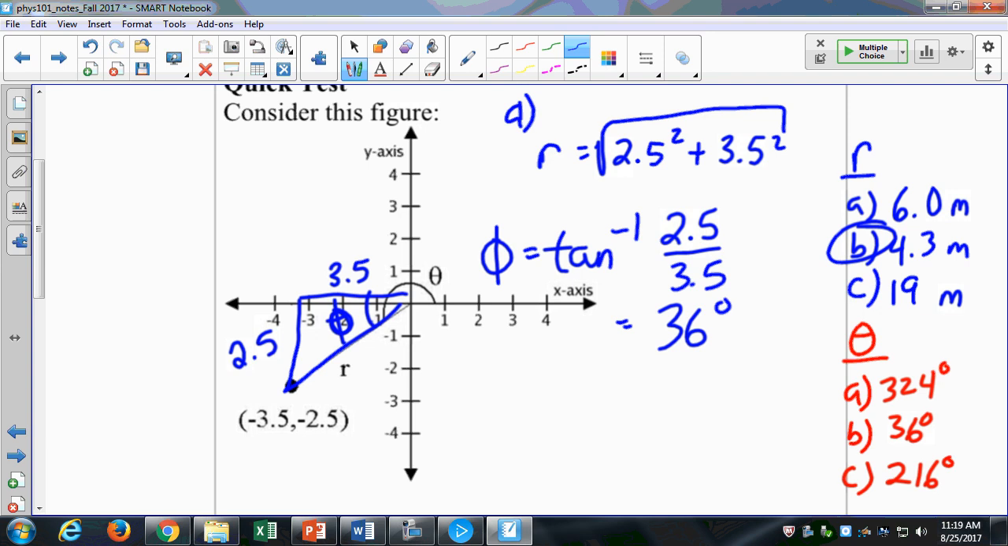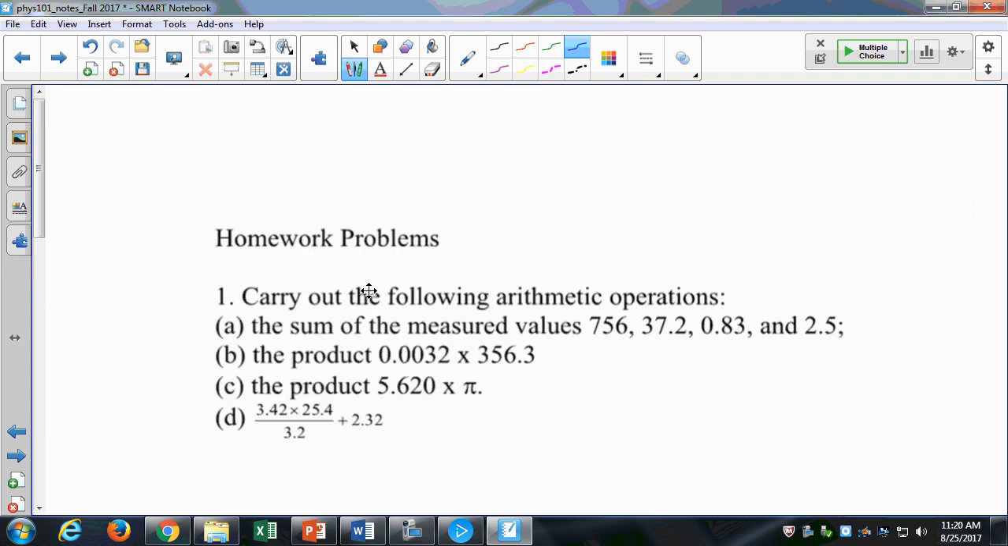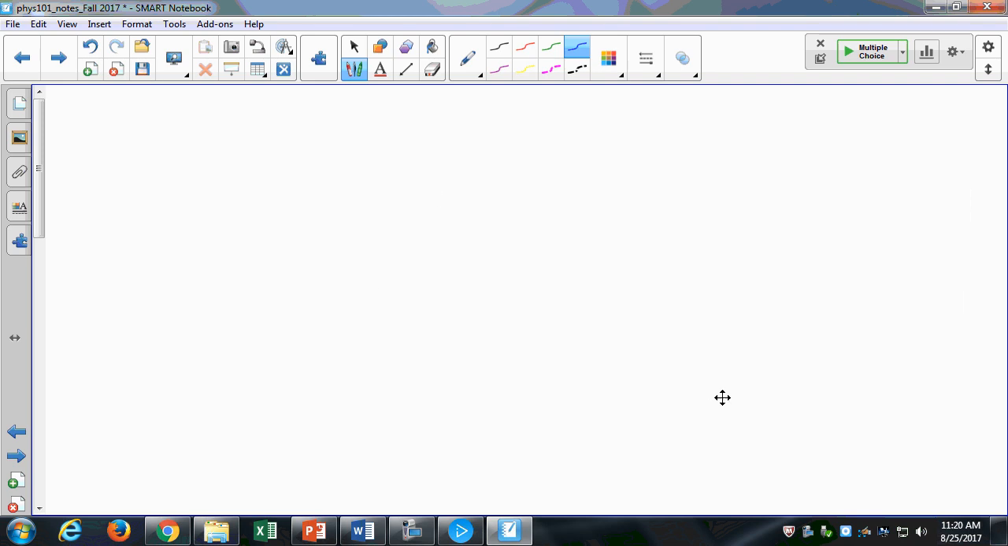Which I like trigonometry. It's very useful, actually. Trig is one of the more useful. All math is useful, but trig is quite useful. Oh, that's the end of chapter 1. Let's finish those clicker questions.